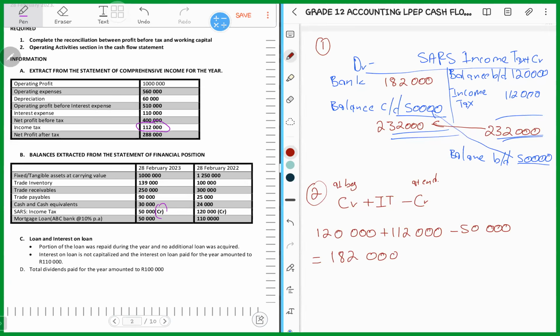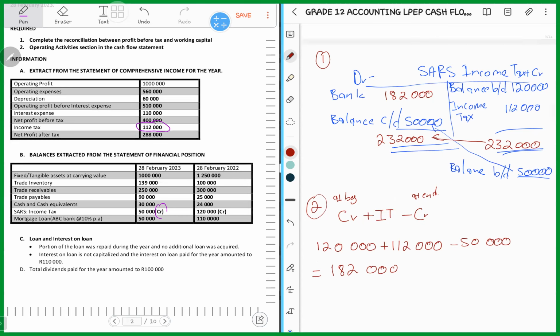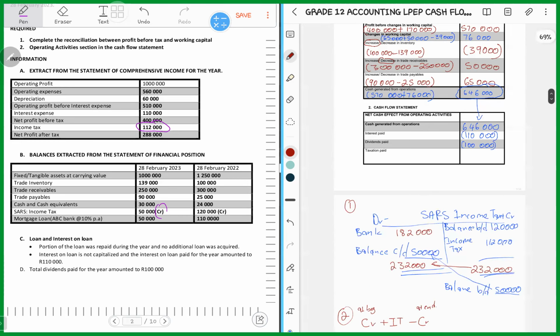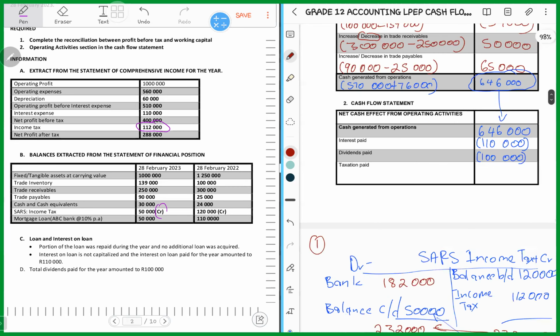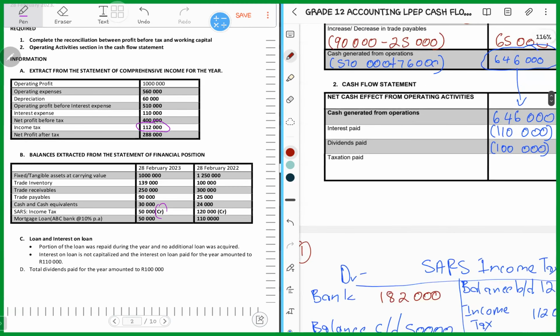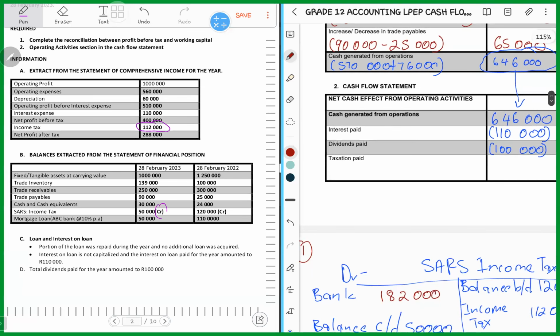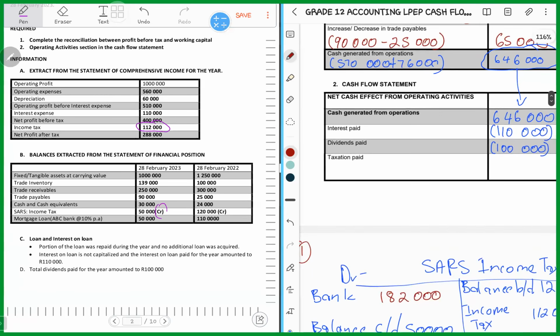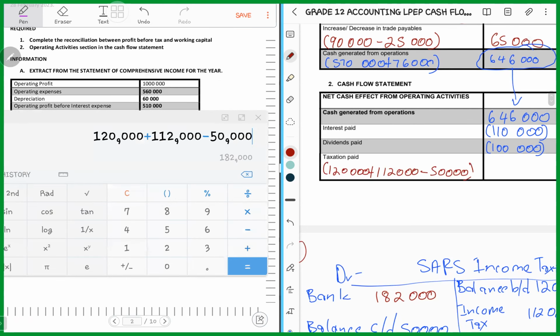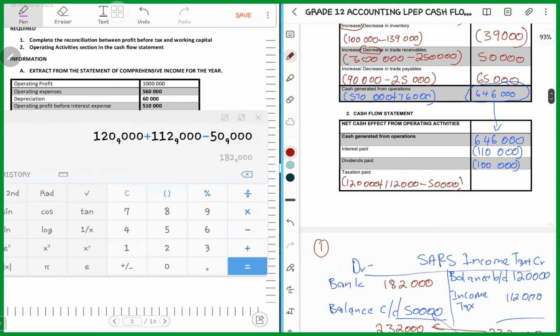Then since we got the same figures here, we can go back and calculate it. Remember, under your cash flow, you cannot prepare the T account. So by force, you are forced to use the straight line method. So it will be 120,000 plus 112,000 minus 50,000. Remember, they paid the tax. They paid 182,000. It means it is an outflow.